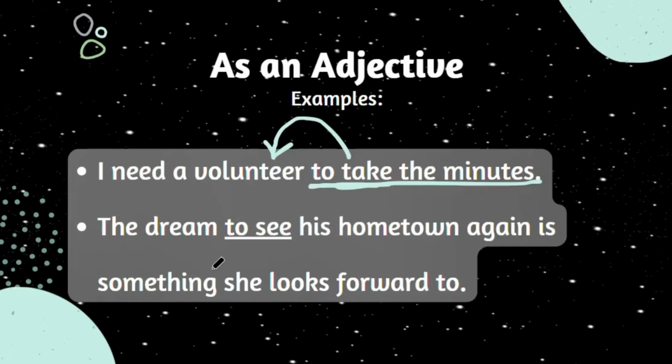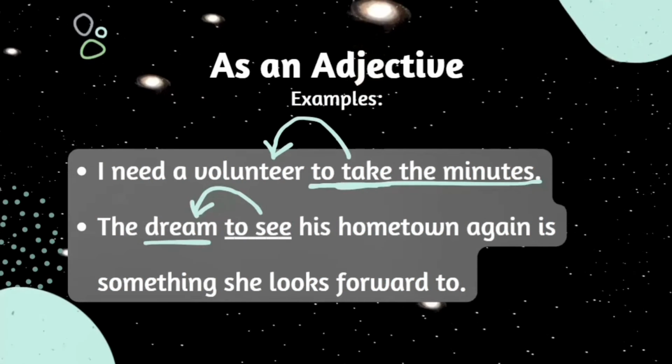In the next example, the dream to see his hometown again is something she looks forward to. Now, first we need to find out what is the noun here, the dream. The dream is the noun phrase. The dream to see his hometown. Now, this to see is giving us information about the noun dream. That's why we will say that this is working as an adjective. The dream to see his hometown again is something that she looks forward to. Hope you have got this point too.